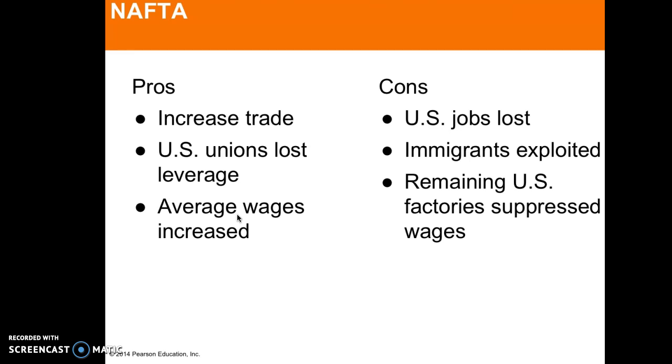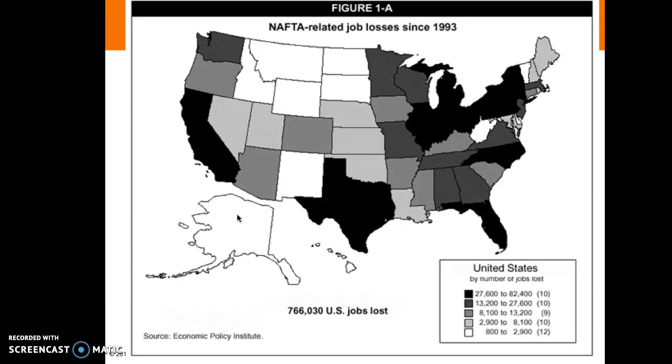And some other negatives is that it really shifted a lot of the industrial pollution into Mexico because there were fewer regulations. And as a result of NAFTA, 1 million Mexican farmers lost their jobs because of the cheap government-subsidized corn that poured into Mexico from the U.S. So there were people in Mexico who also lost jobs.